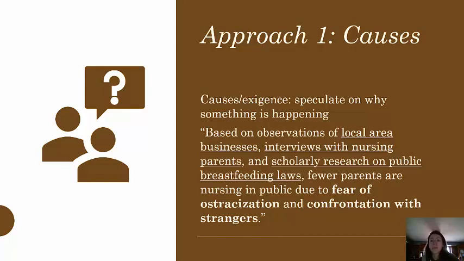I'm making an argument: fewer parents are nursing in public. That's based in fact. I'm demonstrating that that's something that is happening. And my argument, which is potentially controversial, is that its causes are fear of ostracization and confrontation with strangers. So my argument is that this is the reason this phenomenon is happening. See that in my thesis statement, I've provided a couple different components that demonstrate that I'm talking about causes of a problem.